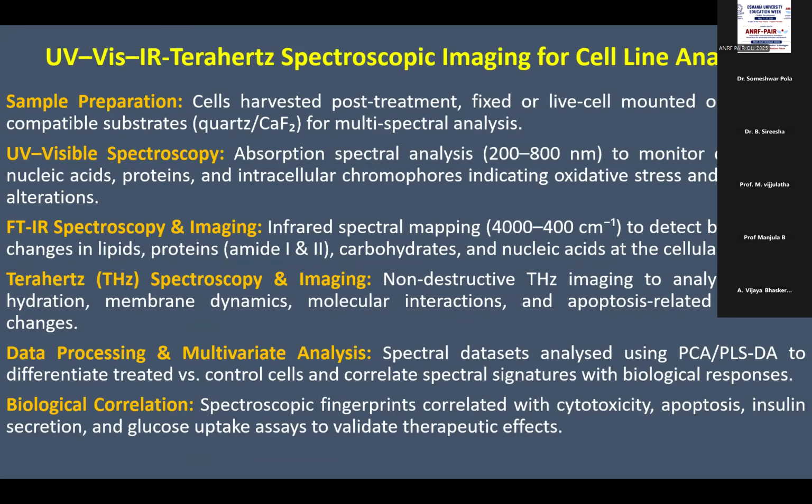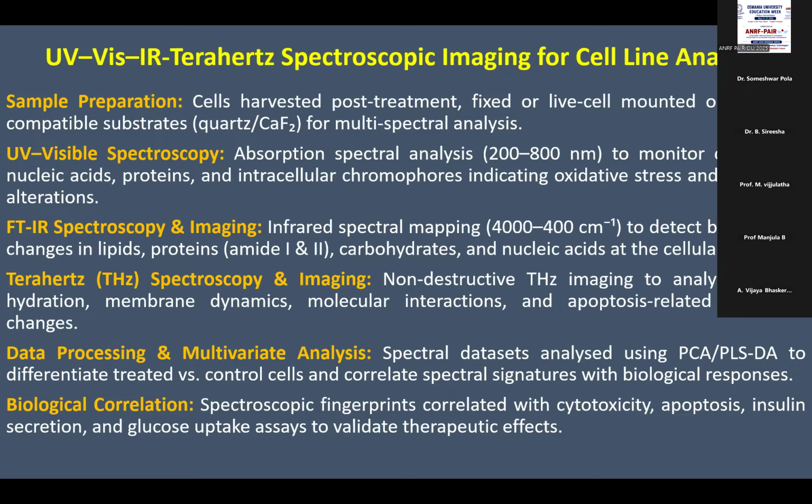Then the instrumentation: the UV, visible, IR and terahertz spectroscopic imaging of the cell lines will be carried out at the Central University in the School of Physics. There, Professor A.K. Chowdhury, sir, is our host from the HCU.